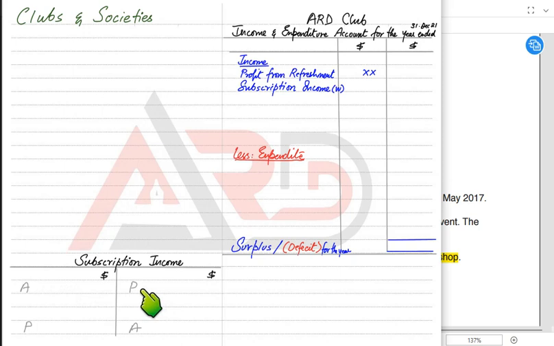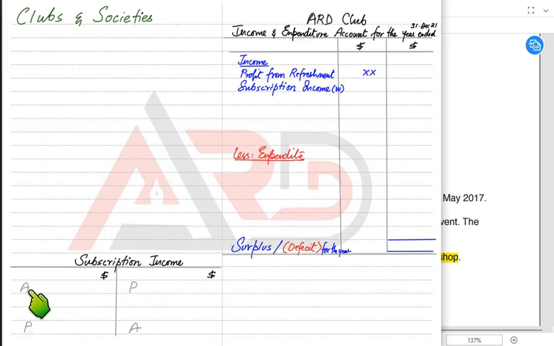Now, the prepaid income is a liability for the club. Prepaid income means that members have paid in advance, but we haven't yet provided them the services that we promised them. So the services that need to be provided to the members in the future are an obligation on the part of the club, and this is a liability for the club. So liability obviously comes on the credit side. Now, the opening balance for liability would come on the credit side, and the closing balance must come on the opposite side, that is the debit side.